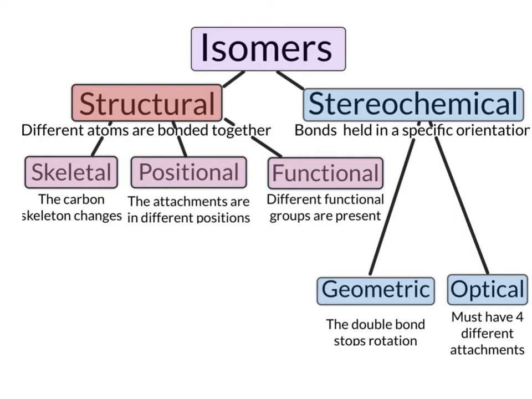Skeletal isomers talk about a carbon skeleton that is changed. Positional isomers talk about some kind of functional group being in a different position than it normally was. And functional isomers are ones that have a new functional group present. Same elements, just a different functional group. For the stereochemical isomers, we have geometric isomers. Those are the ones that have a double bond that cannot rotate, and so they can only be cis or trans. And then the optical isomers, again, are the challenging ones that have 4 different things attached in space in a different way.